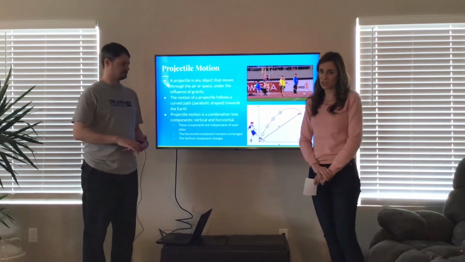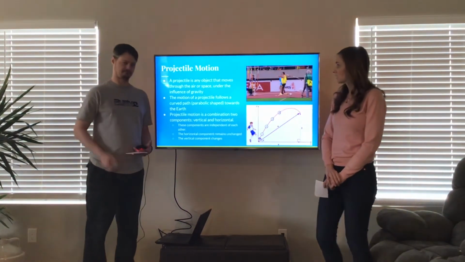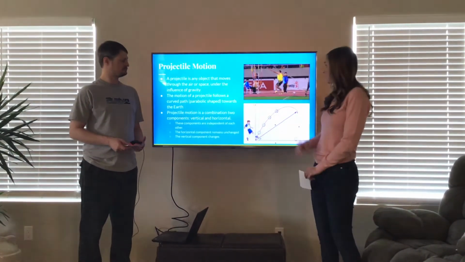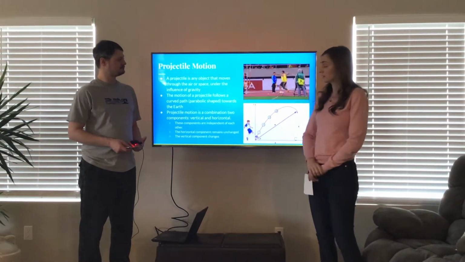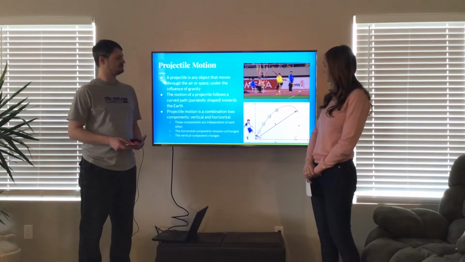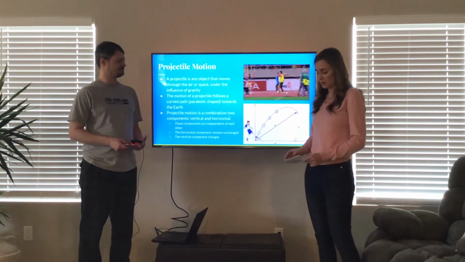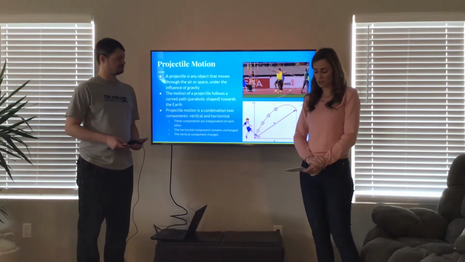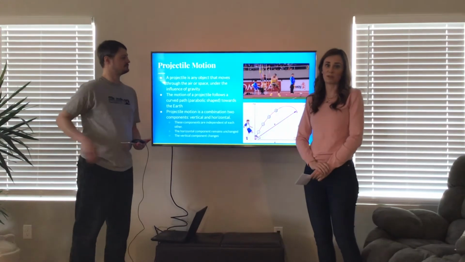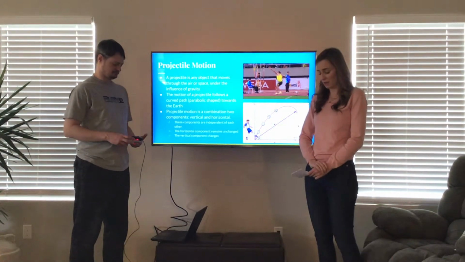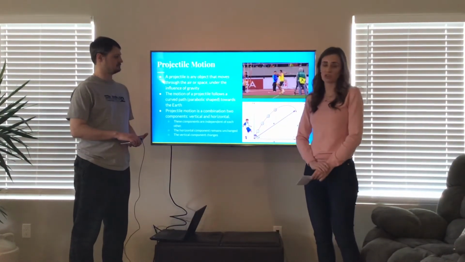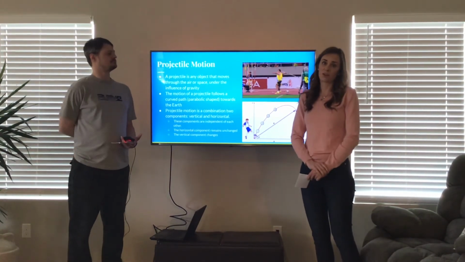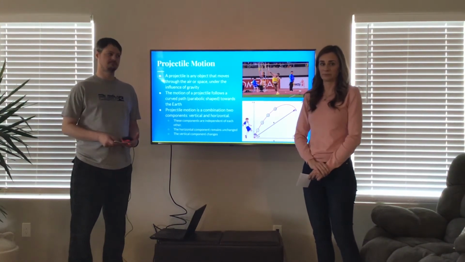The next one is projectile motion, and projectile motion is anything that moves through air or space. An example is him throwing that, his stick is moving through space. The motion of a projectile follows a curved path, so anything that is thrown is going to follow a curved path. Projectile motion has two things in it: its vertical and horizontal distance.